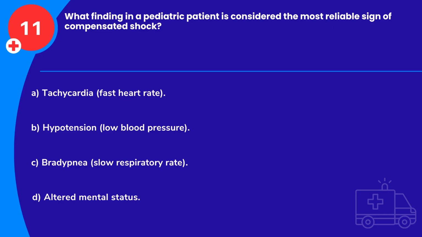Question 11. What finding in a pediatric patient is considered the most reliable sign of compensated shock? A. Tachycardia, fast heart rate. B. Hypotension, low blood pressure. C. Bradypnea, slow respiratory rate. D. Altered mental status.